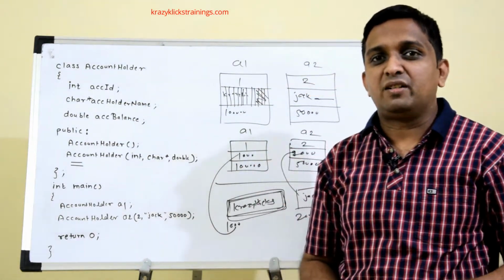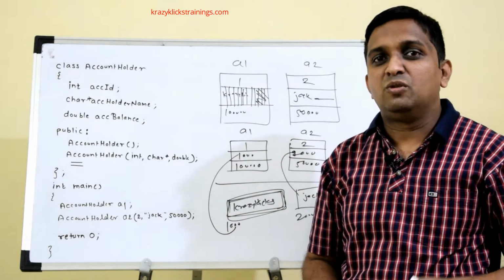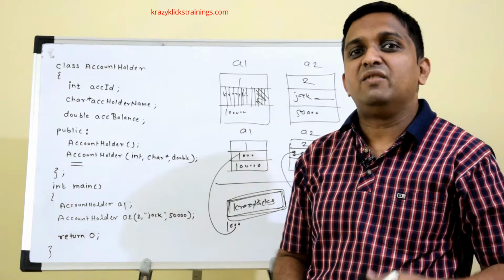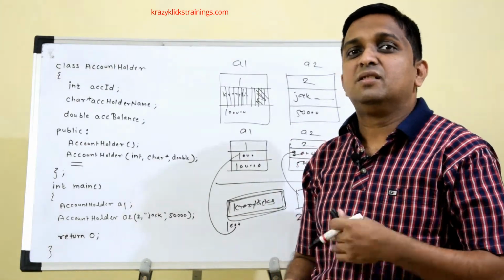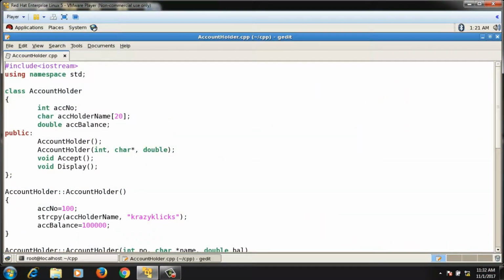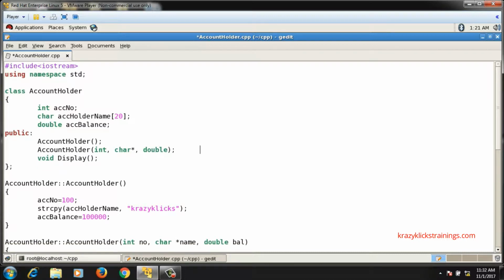So the diagram for the A1 and A2 objects will be something like this if I change the account holder name from array to pointer. So let's implement the constructor definitions and we'll understand how to write a definition if the class is declared like this. This is the account holder class that I have implemented. Now here, before I change this account holder name, let me remove the accept function because for this demo I do not need accept.